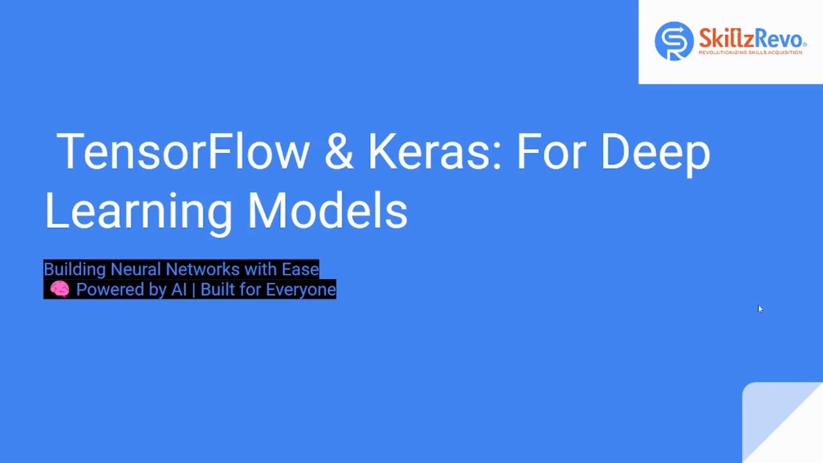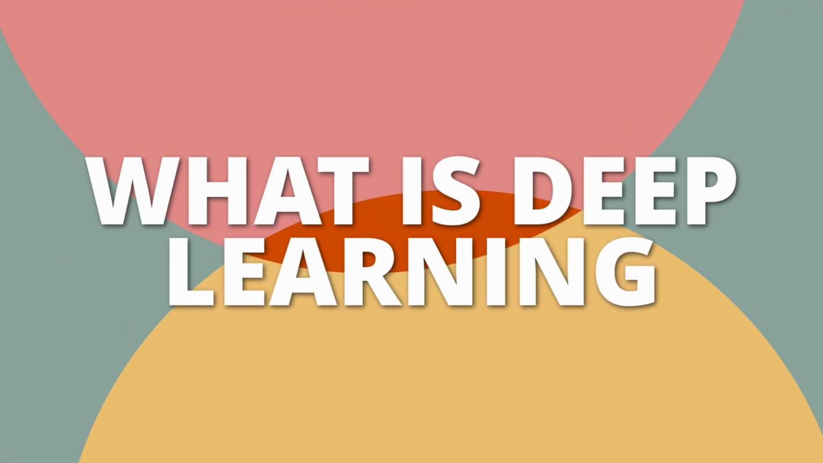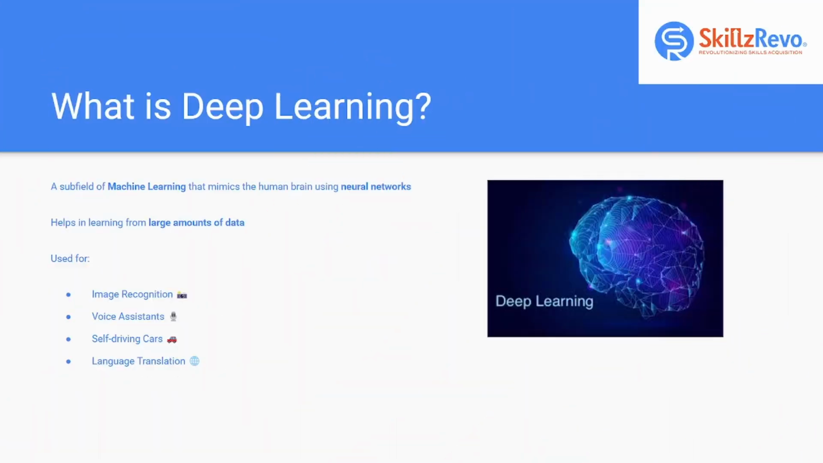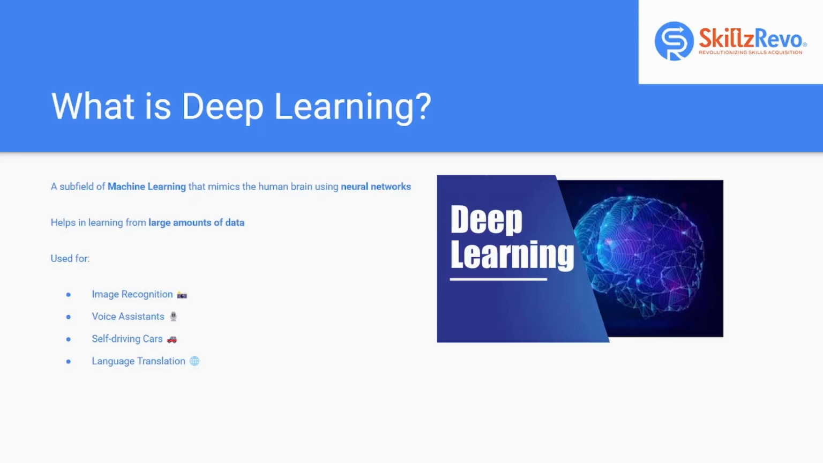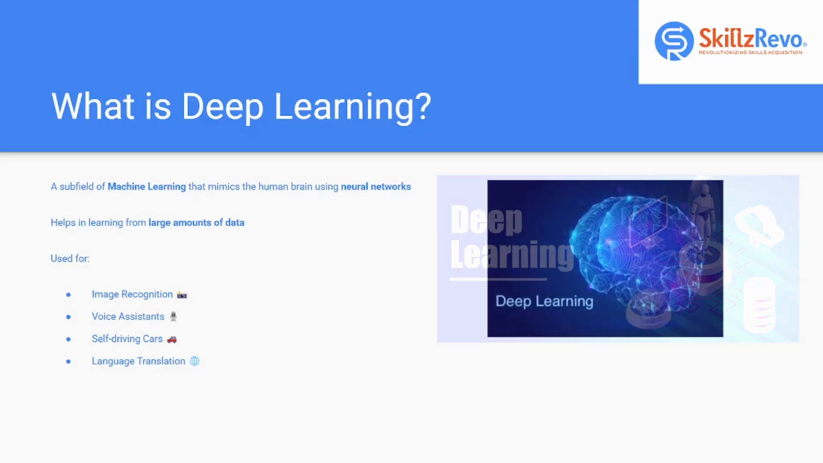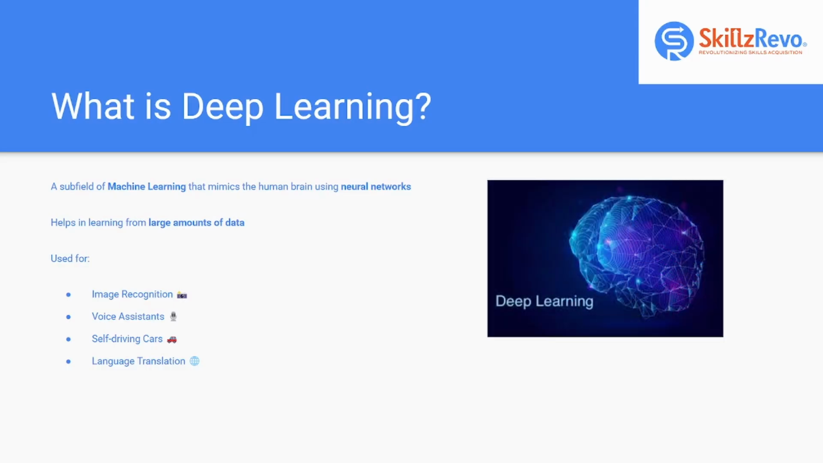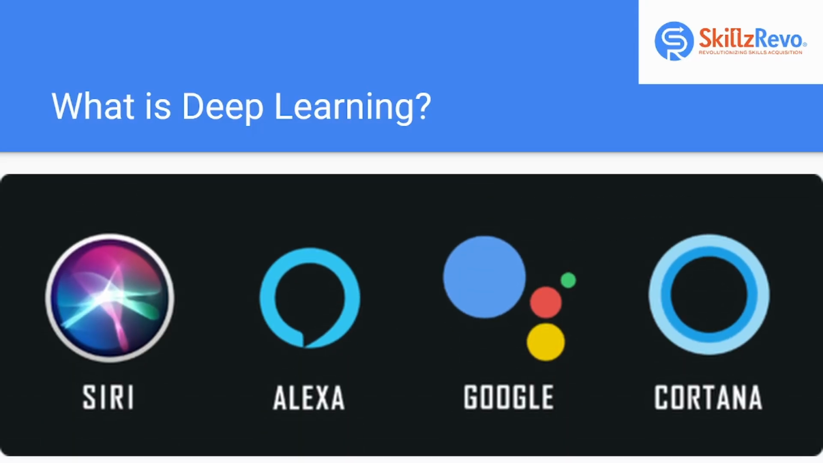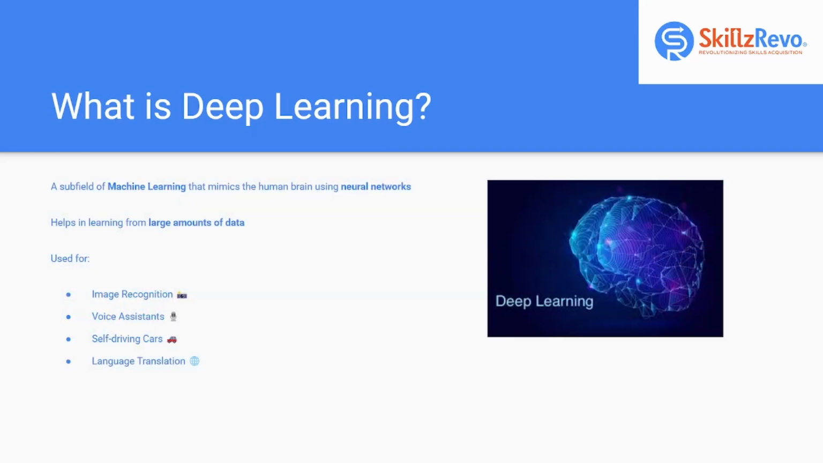So let's get started. First question: what exactly is deep learning? It's a type of machine learning, but instead of using rules or decision trees, deep learning tries to learn the way our brain works, through something called a neural network. Imagine how your brain learns from experience. Deep learning models do something similar, but with data. It's used everywhere today, like self-driving cars, voice assistants like Siri and Alexa, or even Netflix when it recommends a show. Basically, deep learning helps machines make smart decisions by learning from examples.